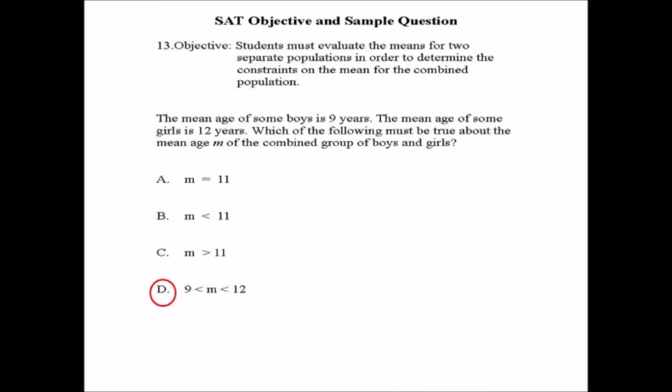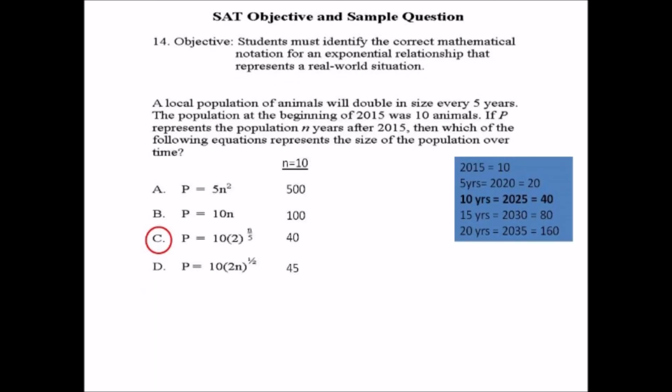Number 13, the answer was D. If the mean age is 9 for the boys and 12 for the girls, when you combine them, the mean cannot be lower than 9 and it cannot be higher than 12. That's a given fact that you need to know. So from the answers given there, the best answer would be D. It cannot be less than 9; 9 is less than the mean, which is less than 12. So it has to be in between 9 and 12.